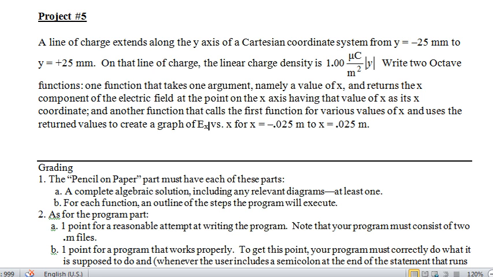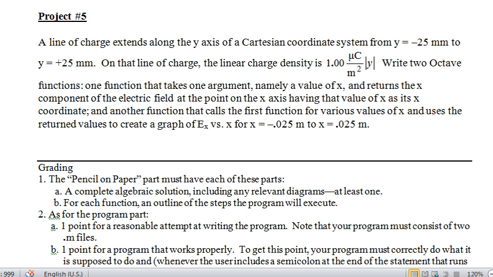This is Project 5 Video 1, the pencil and paper part. Got a line of charge along the y-axis from minus 25 millimeters to 25 millimeters. Given this charge density, write a function that gives you the x component of the electric field, and then another function that uses that to graph it.